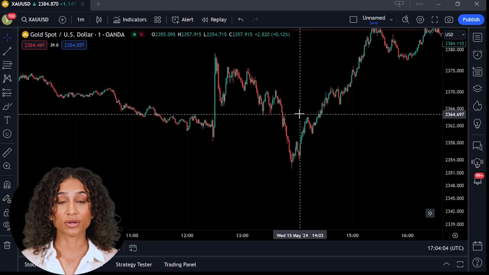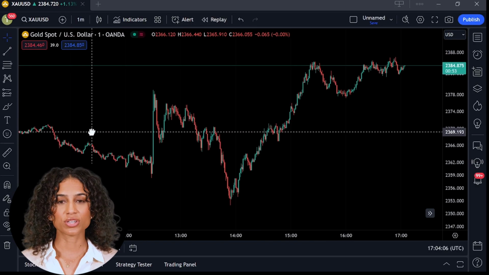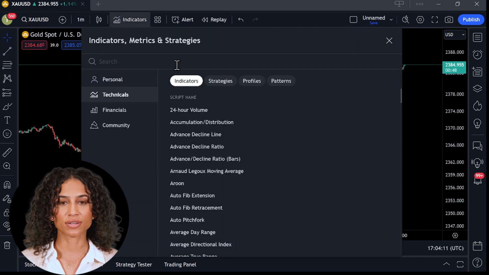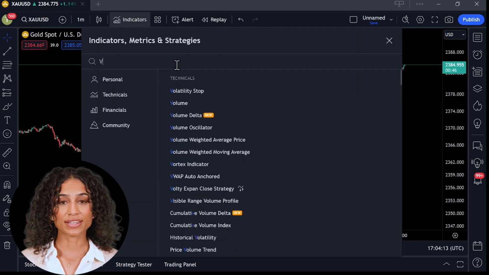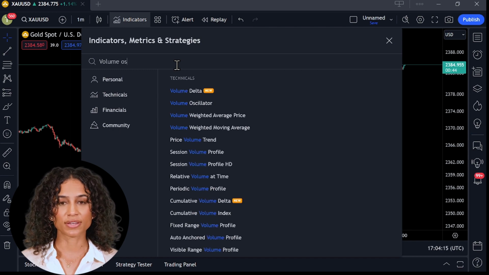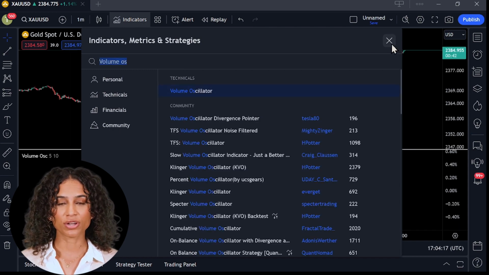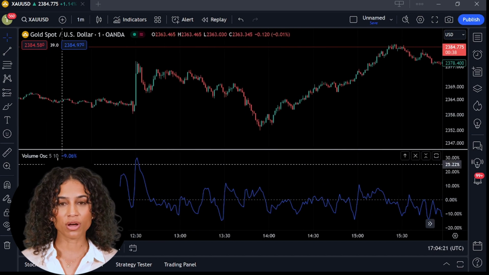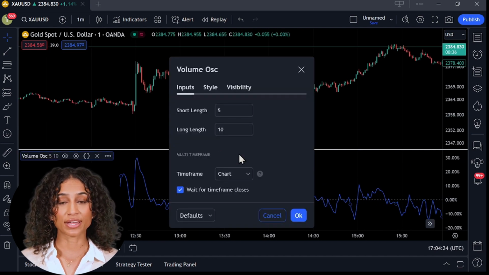Step-by-step guide on TradingView. Step 1. First, open TradingView and select the chart of the security you want to analyze. Step 2. Click on the Indicators button at the top of the chart. Step 3. In the search bar, type Volume Oscillator. Step 4. Select Volume Oscillator from the list of available indicators.